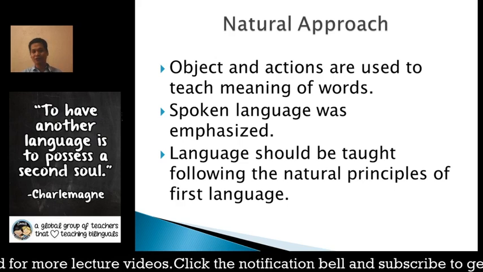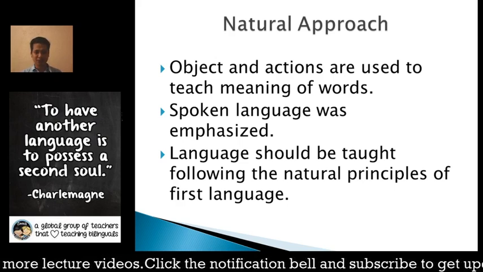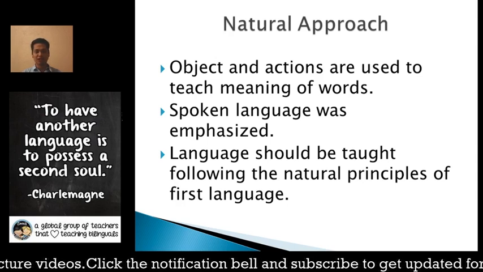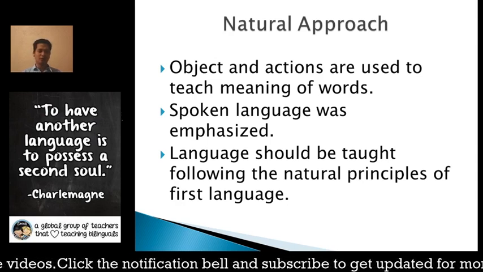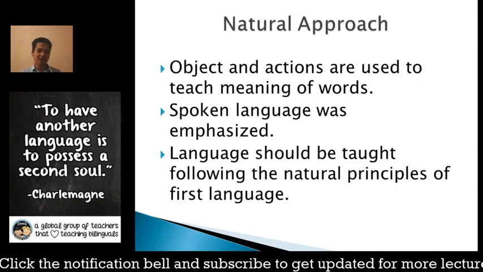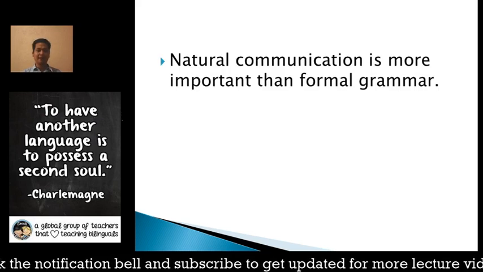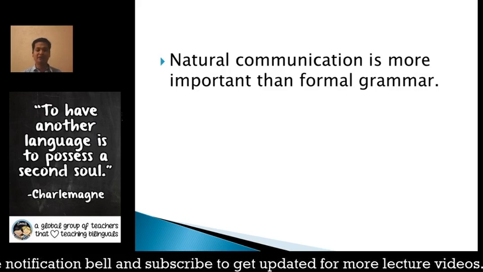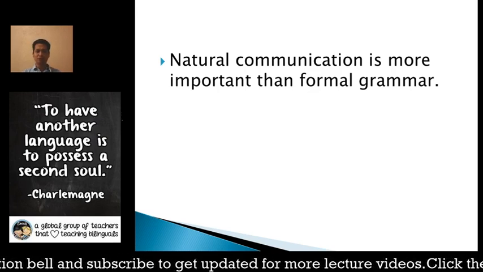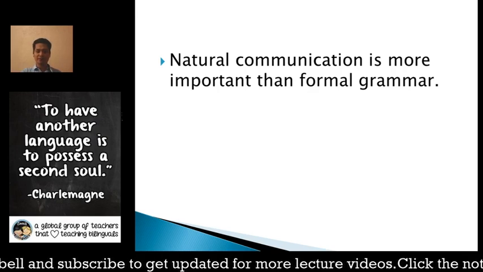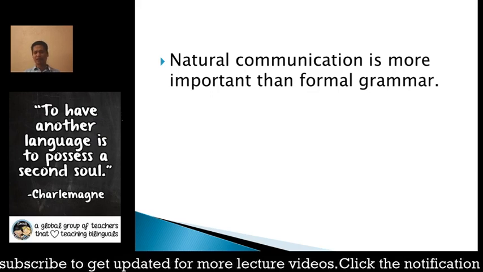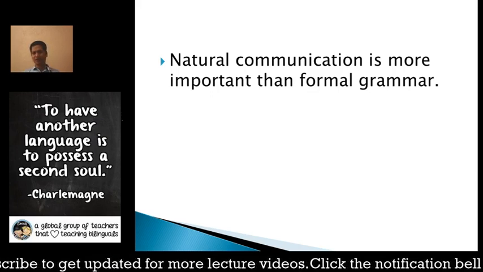However, that is also the weakness of this approach, because it was studied by different researchers and linguists that the way we learn the second language is different from the way we acquire the first language. Okay, and natural communication is more important than formal grammar. In natural communication, students would use the target language to communicate with their parents, with their teachers, with their classmates. That's the natural communication.